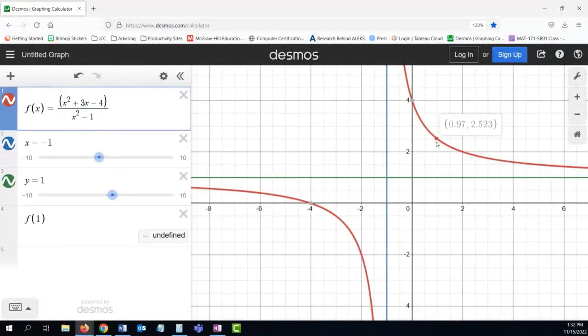Because if it's not there, when x is 1, I divide by 0, and that is not allowed. So because it's not allowed, this is how it picks up. I get 1 comma undefined.